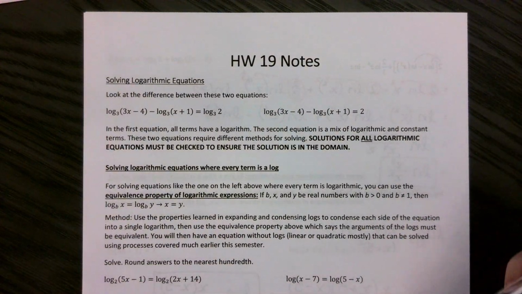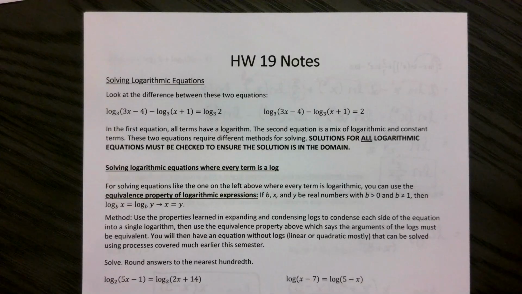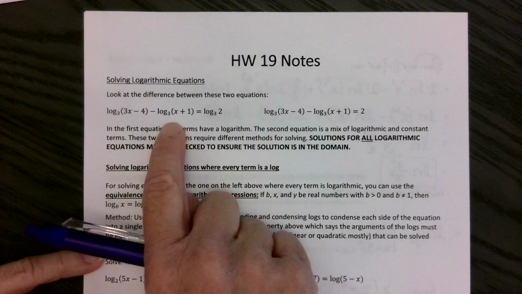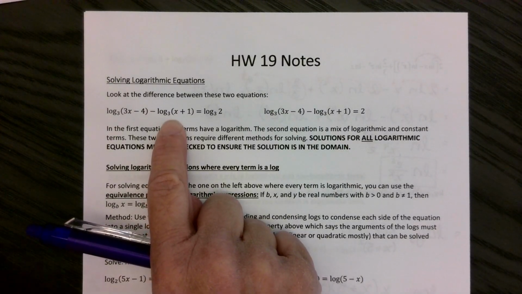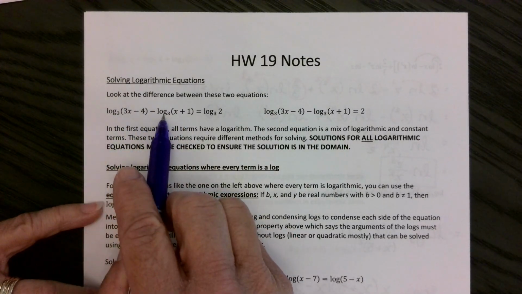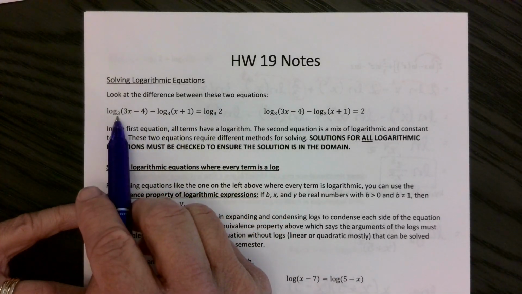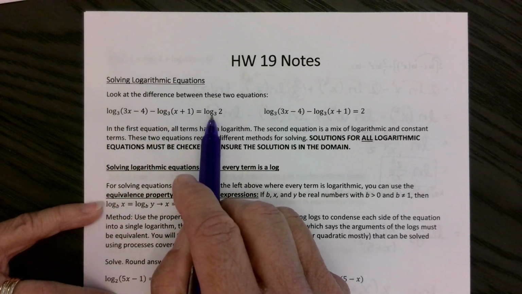Homework 19, we're going to solve log equations now. You'll see two different types. You'll see this one here. Notice all of them have logs, the same log base 3s. Log base 3, log base 3, log base 3.